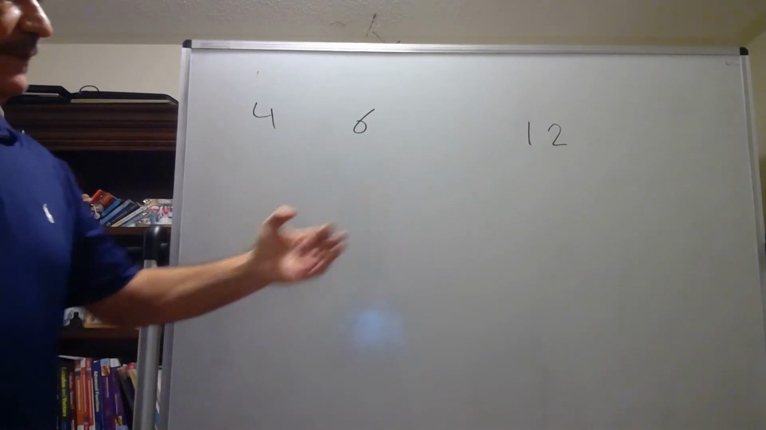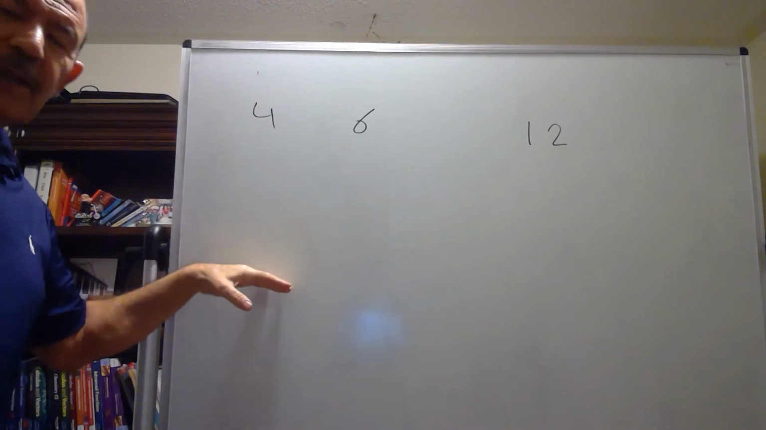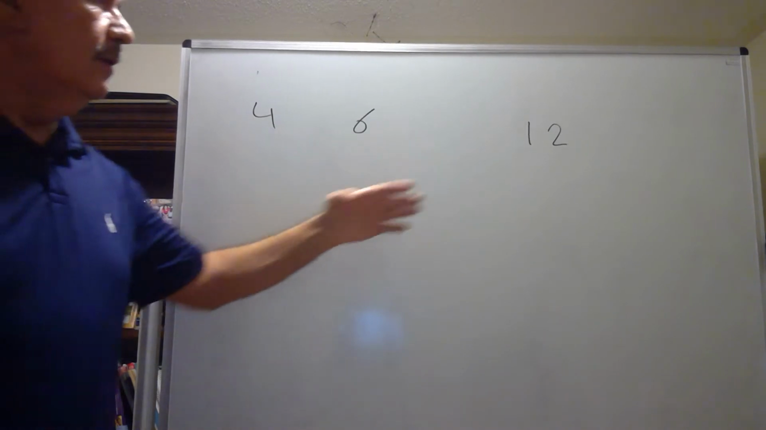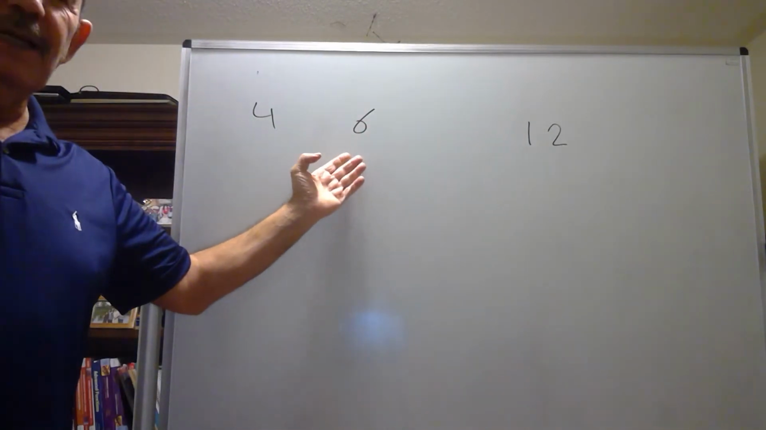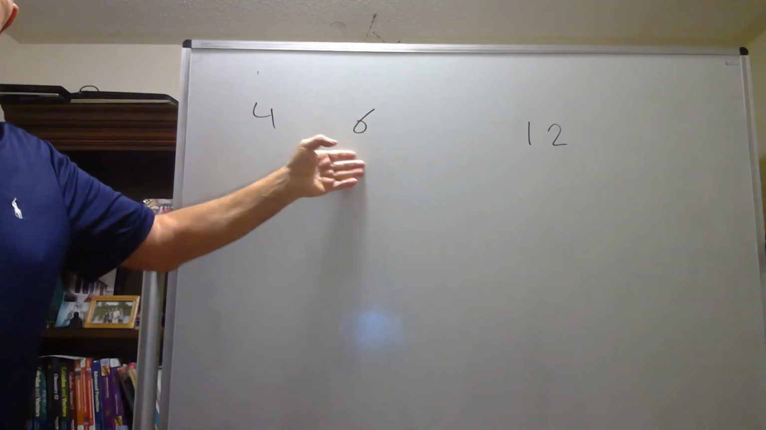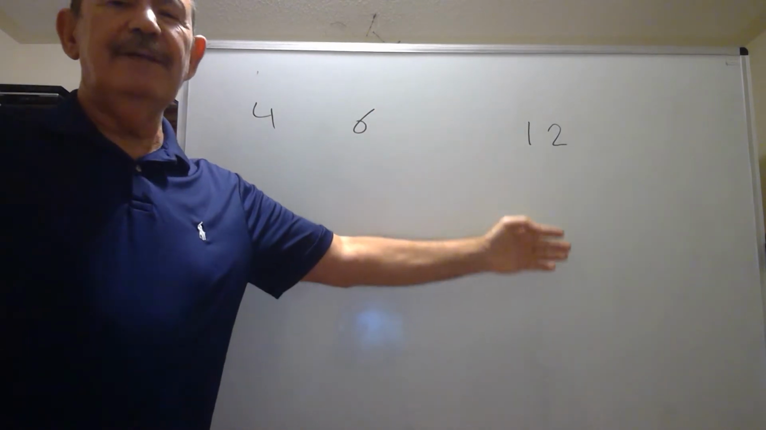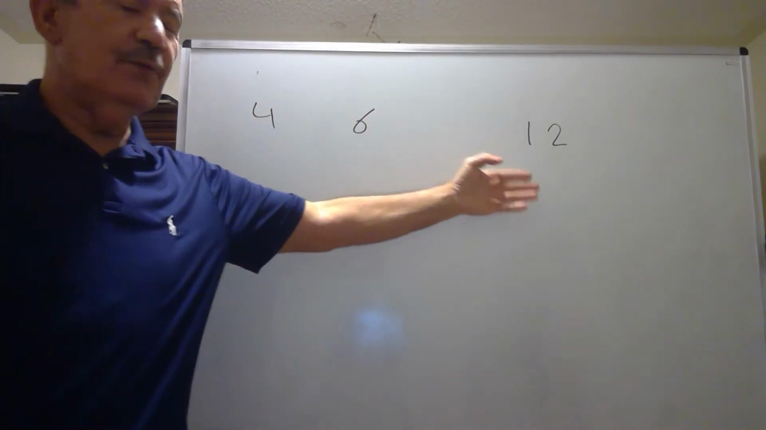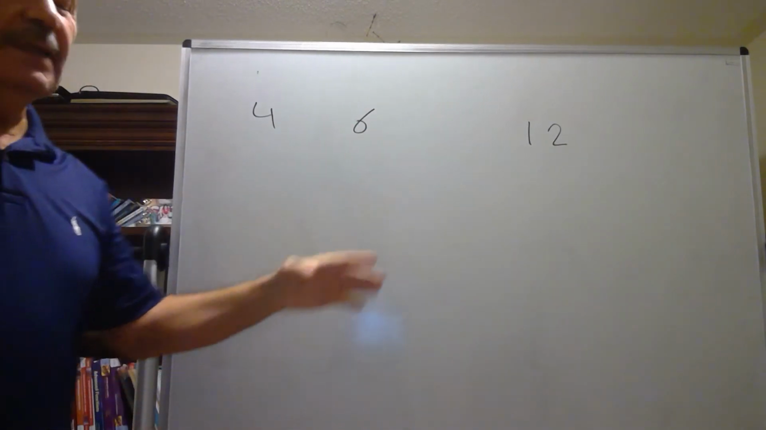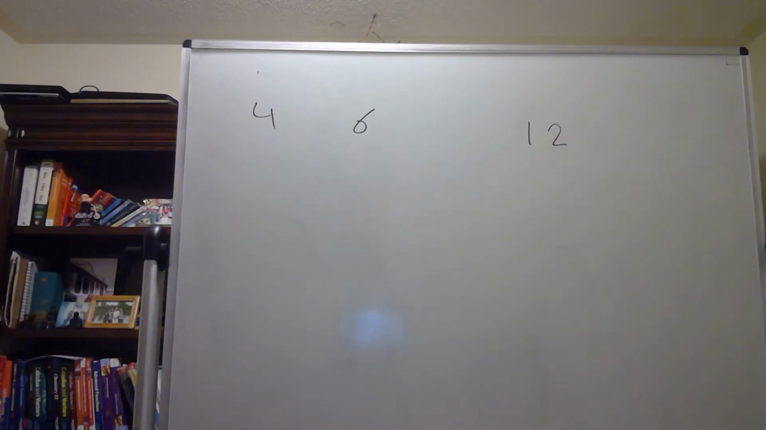Why? Because if we divide 12 by 4, the remainder is going to be 0. 12 divided by 4, the answer is 3, remainder is 0. If you divide 12 by 6, again the remainder is 0. So 12 is a common multiple of 4 and 6 because 4 and 6 are divisors of 12 with 0 remainder. If you divide 12 by both of these numbers, the remainder for both of them is going to be 0. So 12 is one of these common multiples.